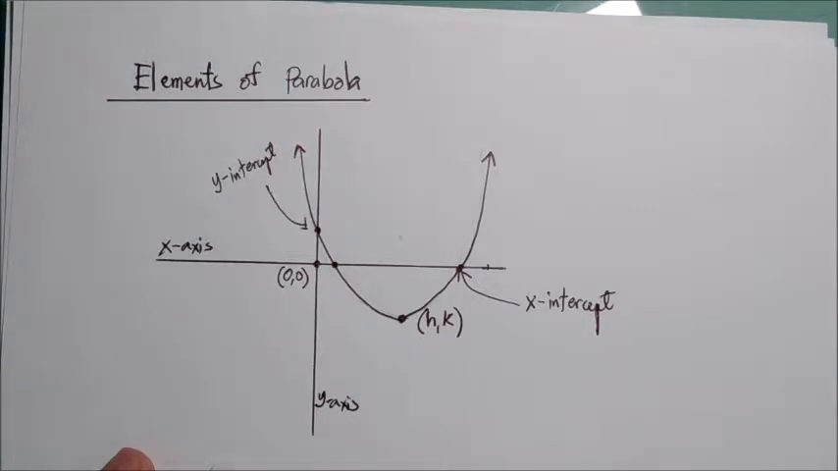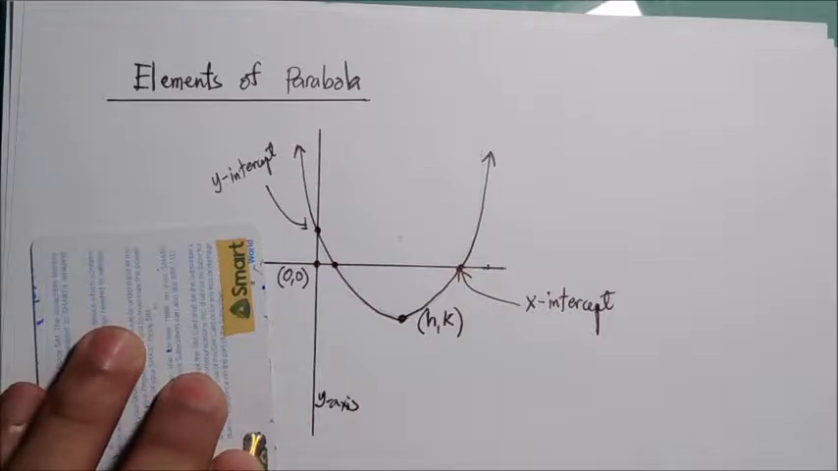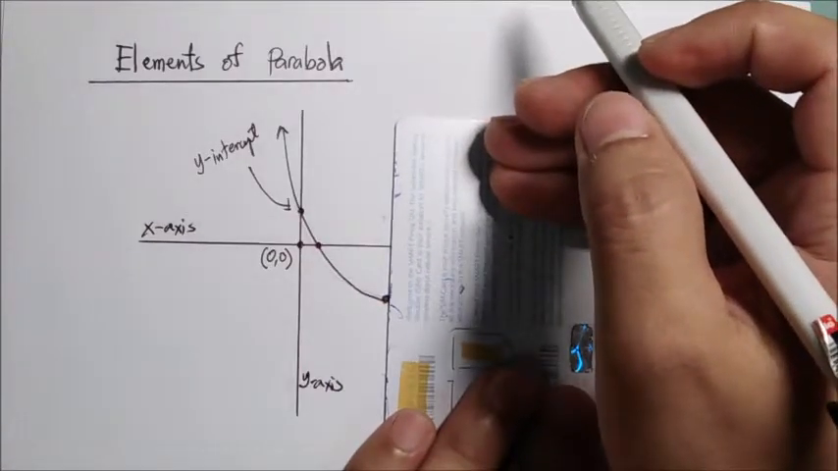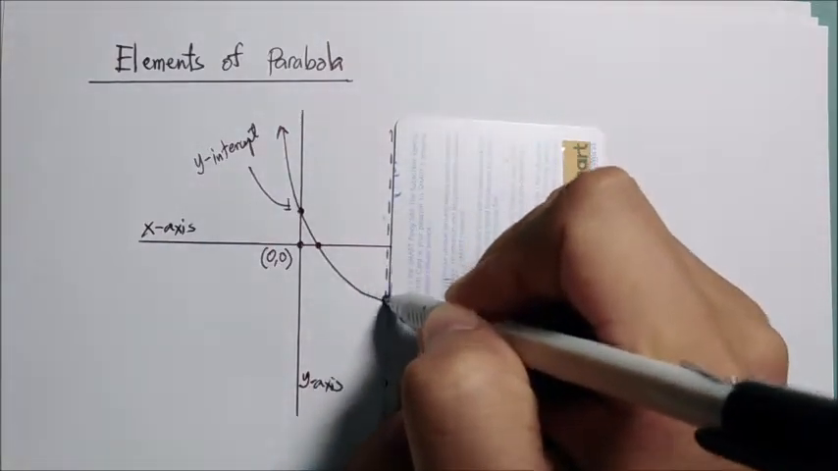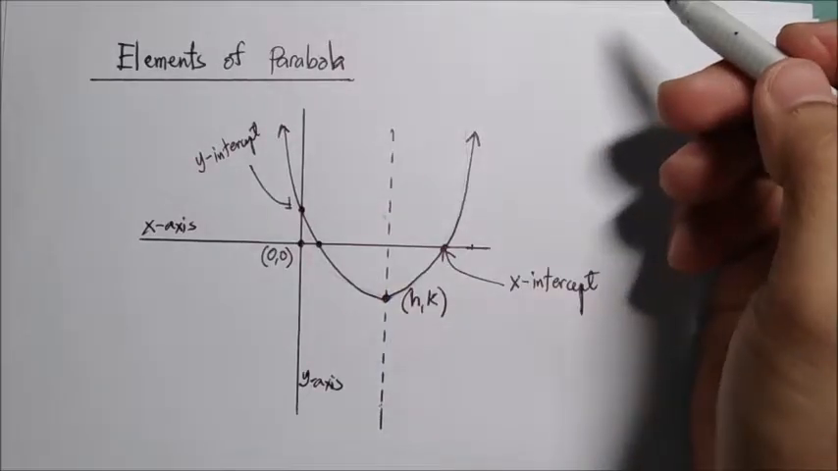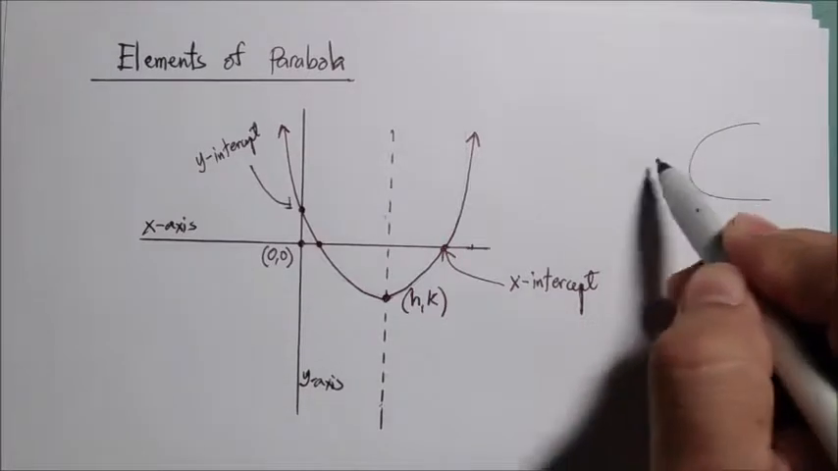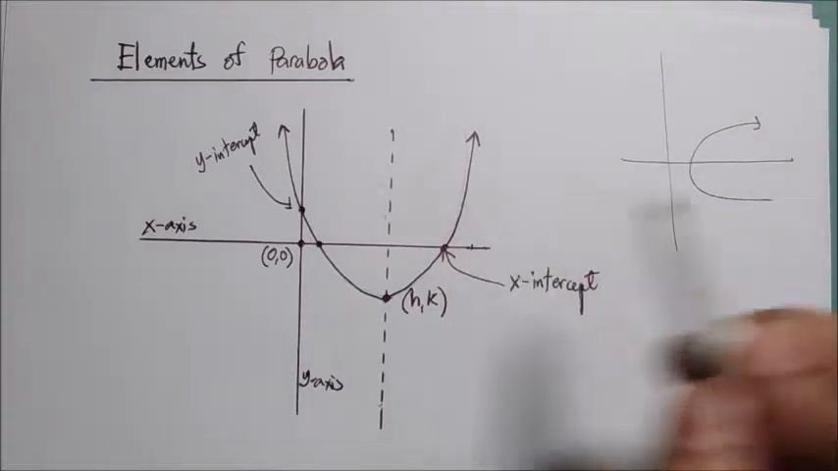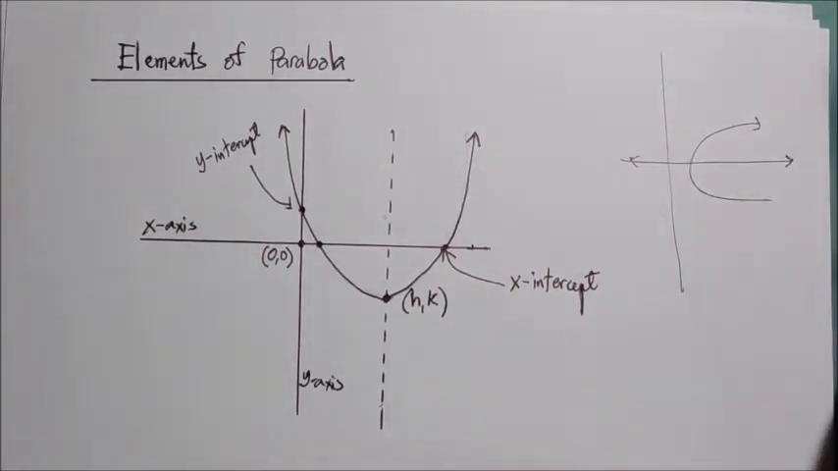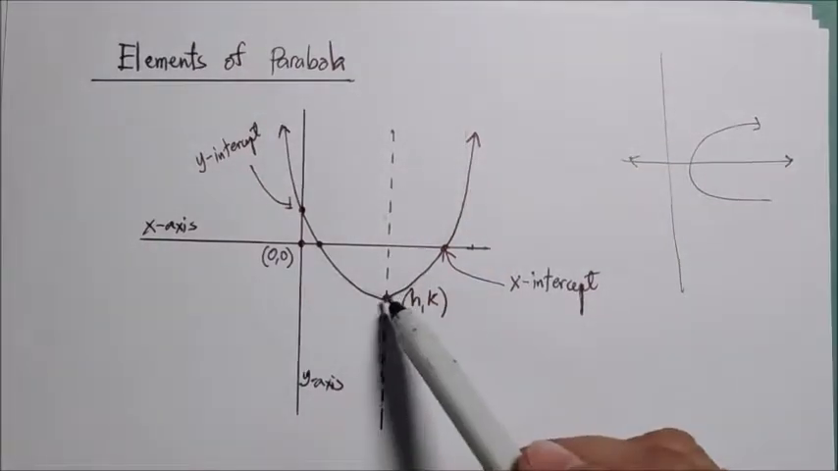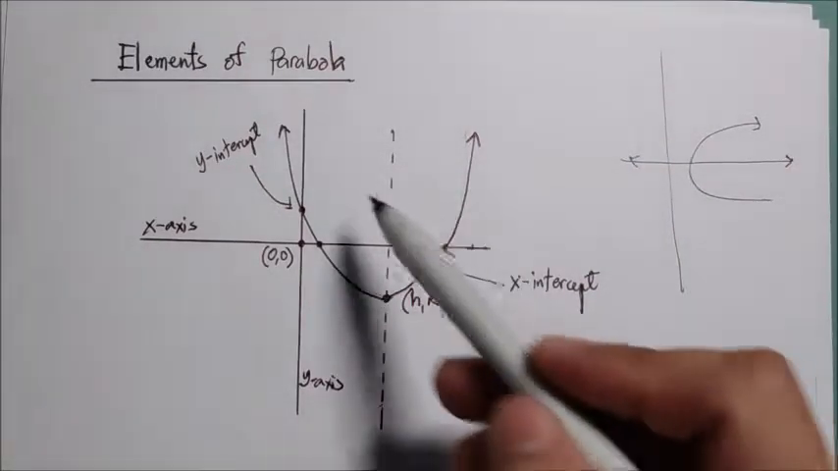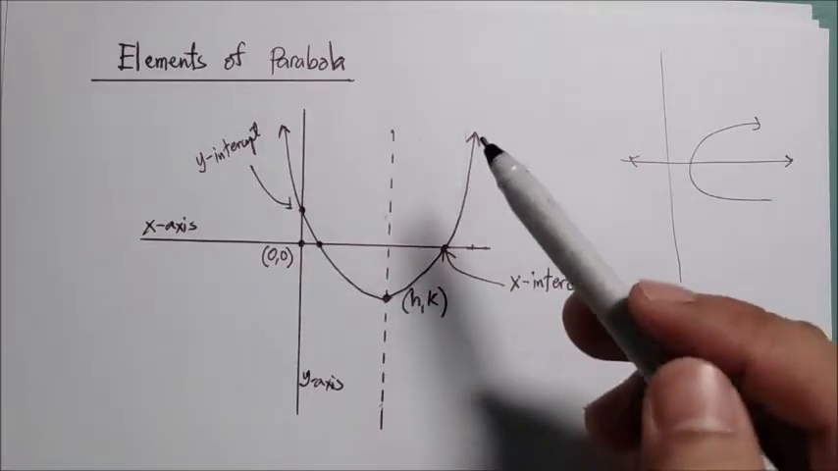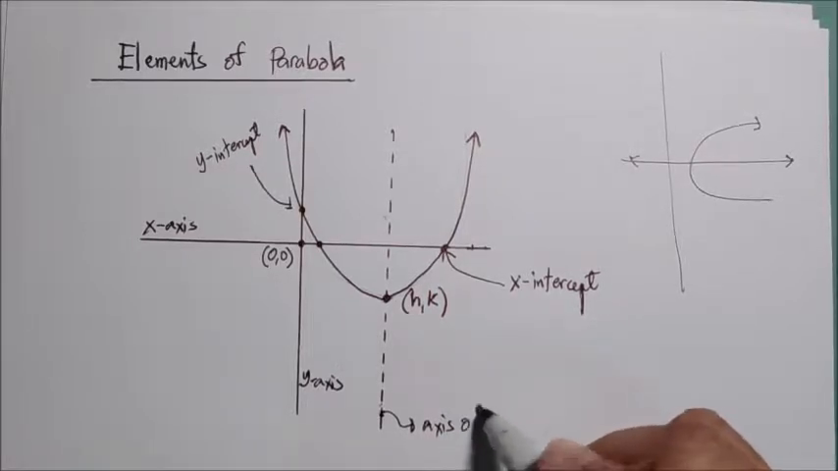Another element of a parabola is the axis of symmetry. The axis of symmetry is the line parallel to the y-axis if the parabola opens upward. So this is the axis of symmetry. If the parabola opens to the right, the axis of symmetry is parallel with the x-axis. This axis of symmetry divides the parabola into two symmetrical parts, meaning this region is the same as this region on the other side. Symmetrical. Axis of symmetry.